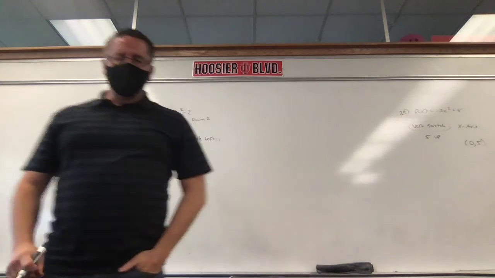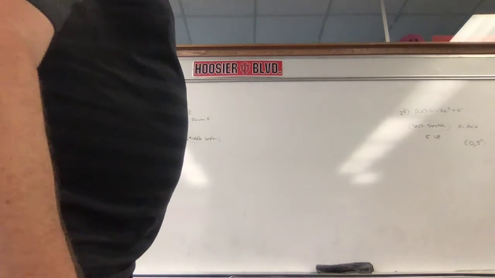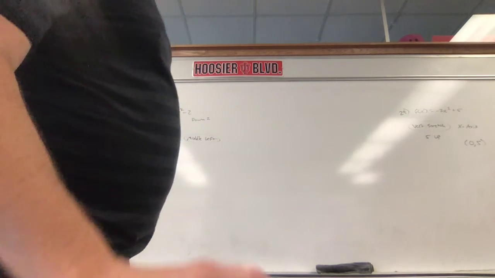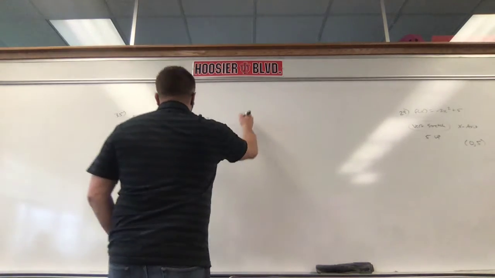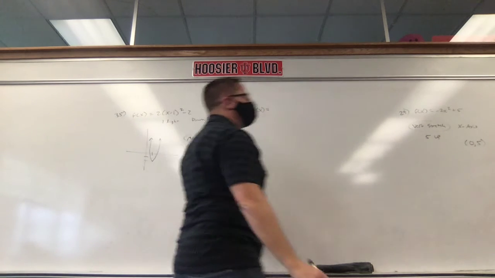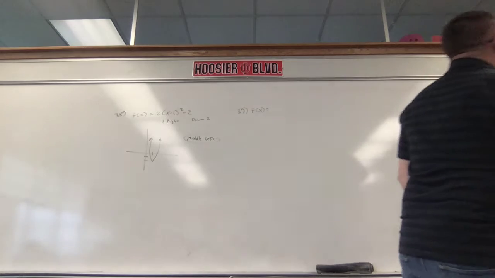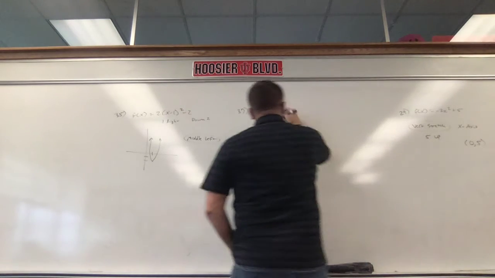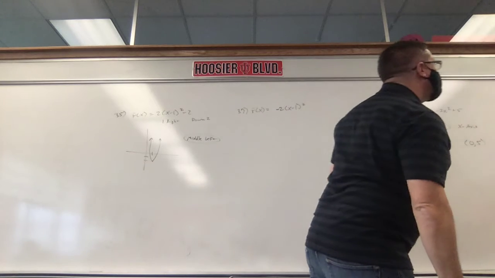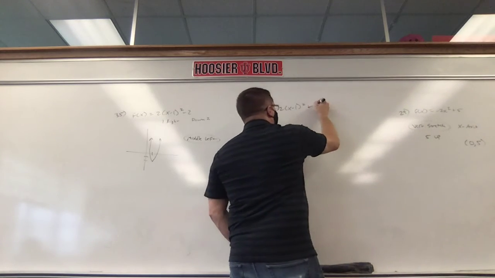I think there's only 2 more I'm gonna do with you guys. I'm gonna go to 40, I think. 37. So on 37 we have f of x equals -2(x - 1)² + 2.